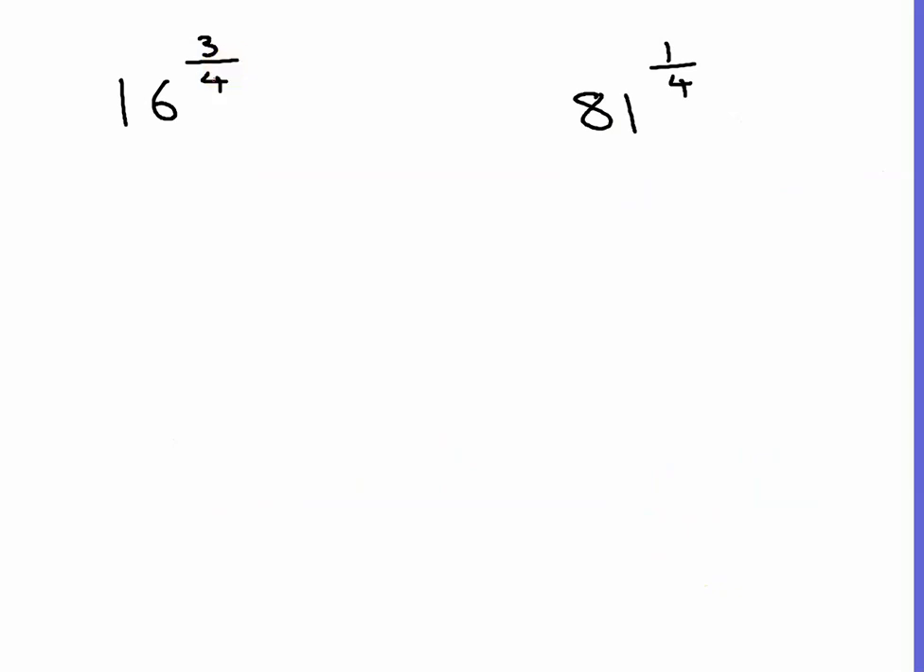So we've got the fourth root of 16, and we're going to cube that. Now the fourth root is really easy. You just square root and square root again. So square root of 16 is 4. Square root again is 2. So we've got 2 cubed, which is 8.